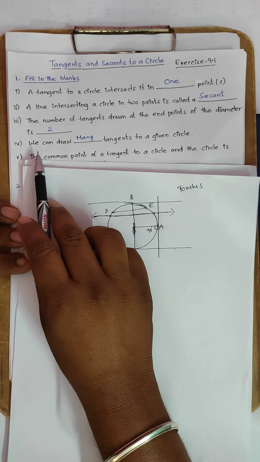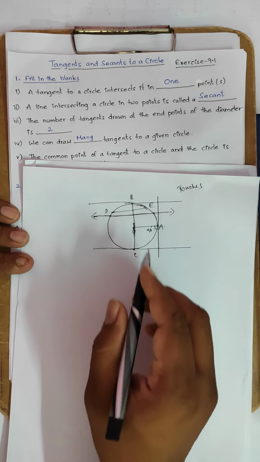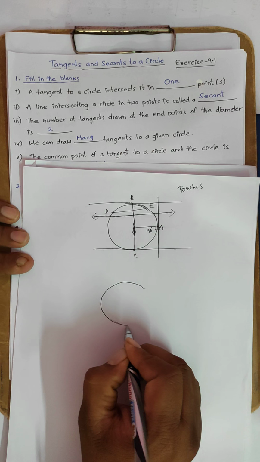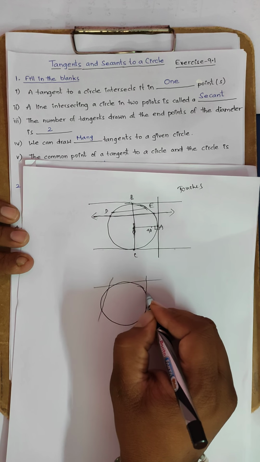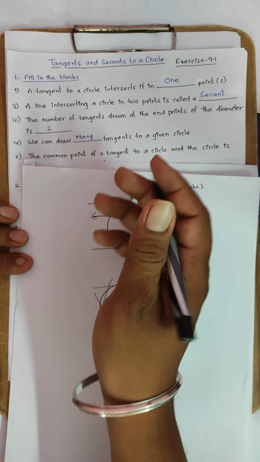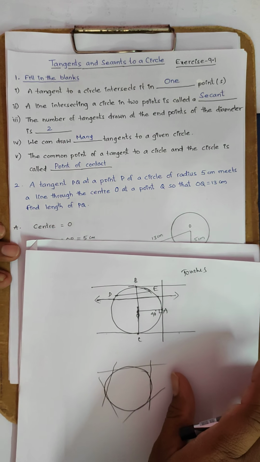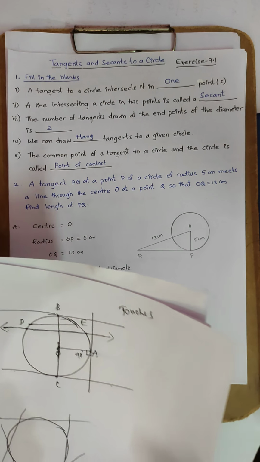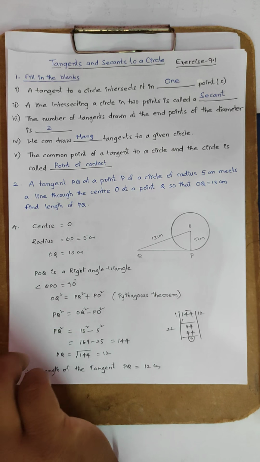Next, fourth one, we can draw dash tangents to a given circle. For one circle, how many tangents can we draw? We can draw so many tangents. Infinite tangents we can draw. Next, the common point of a tangent to a circle and the circle is called the point of contact. Which intersects a tangent and a circle, that is called a point of contact.